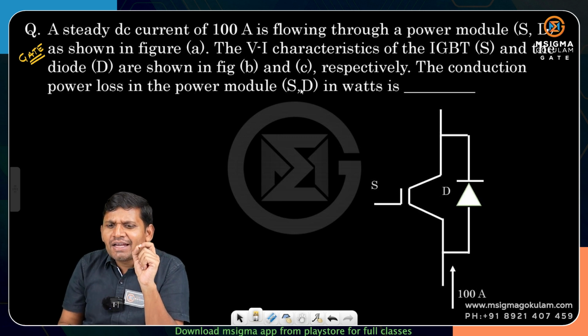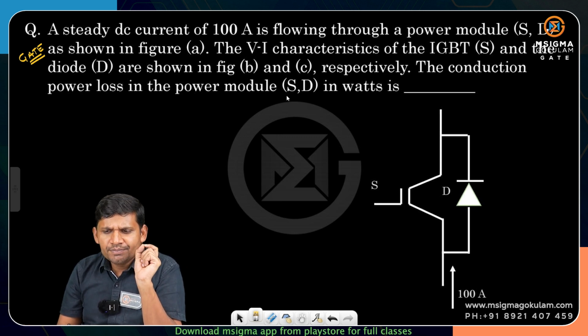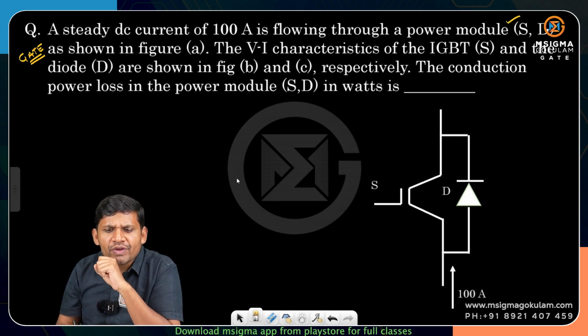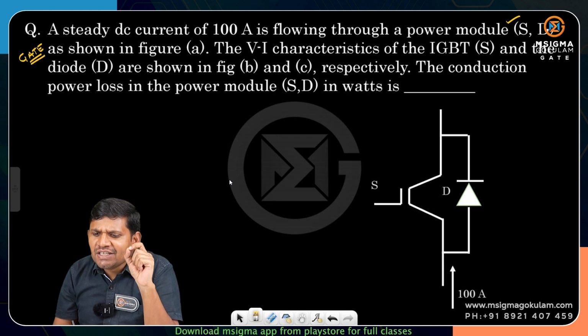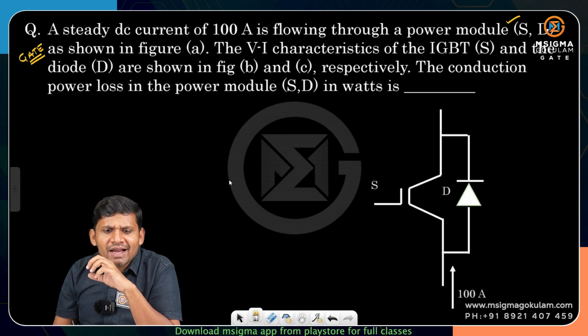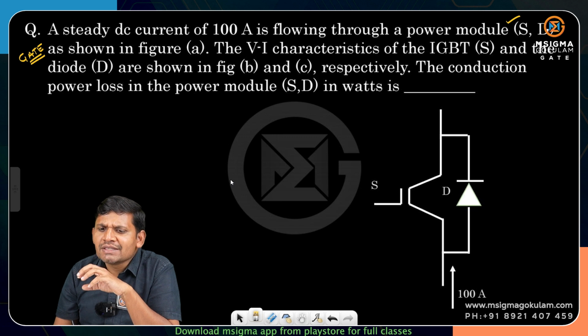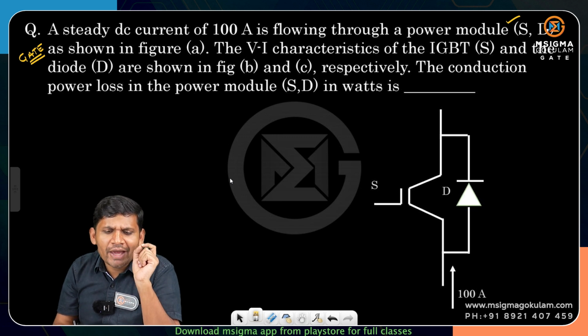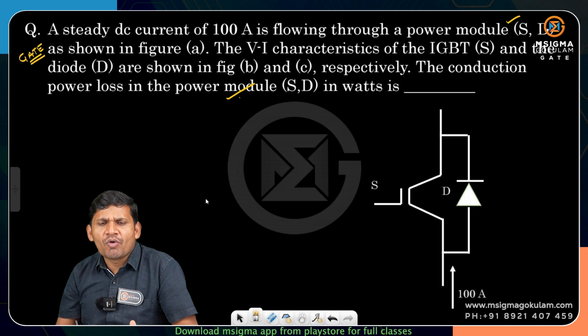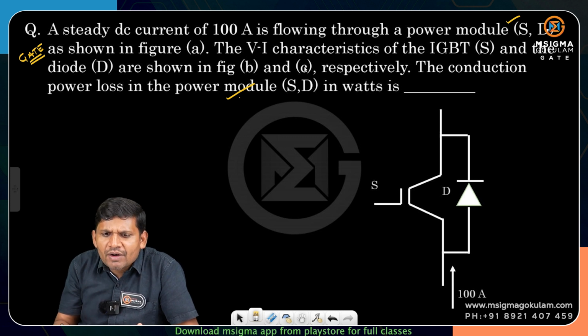A steady DC current of 100 amperes is flowing through a power module, that is the switch and diode. The power module has a switch and diode, as shown in figure A. The VI characteristics of the IGBT, insulated gate bipolar transistor switch, and the diode are shown in figures B and C respectively. The conduction power loss in the power module, S comma D, in watts is. You have to calculate S for switch, students, D for diode. You have to find the conduction losses in a power module, whose characteristics are also given. Here figure A, and figures B and C are given.